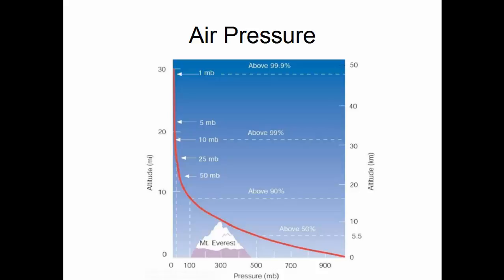And then from the top of Everest, the air pressure decreases very rapidly. Essentially, once we get past about 19 or 20 miles above Earth's surface, you're really out of the atmosphere. 99% of the atmosphere is from that elevation down.